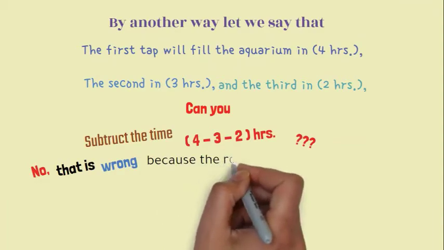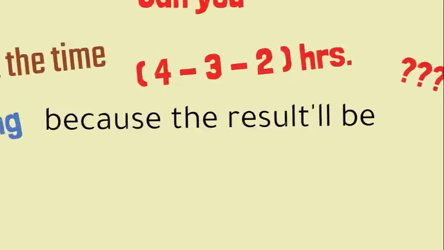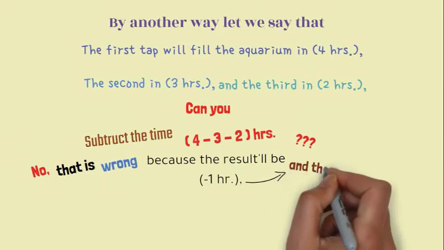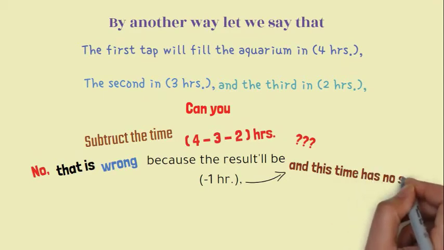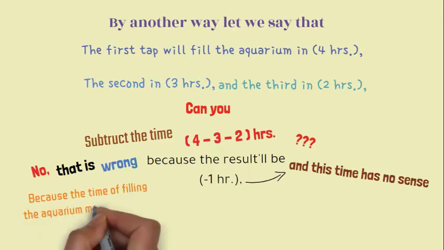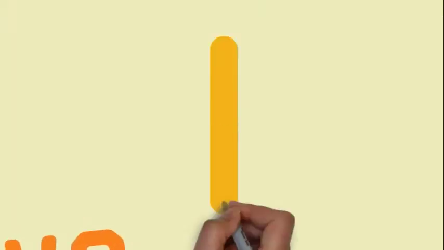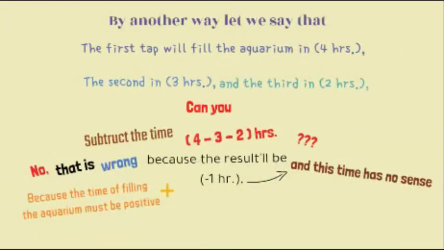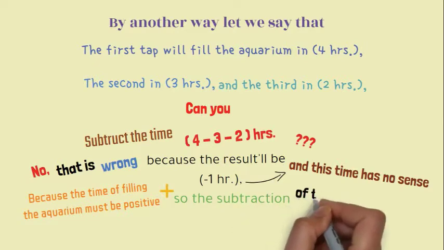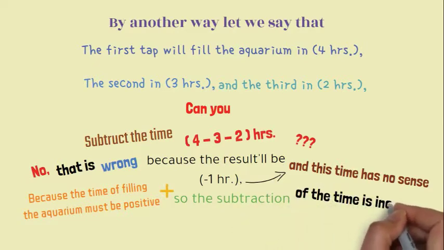We can't subtract this time because the result will be negative 1 hour. And this time has no sense, because the time of filling the aquarium must be positive. How can we fill the aquarium by a negative hour or negative time? So the subtraction of the time is incorrect.